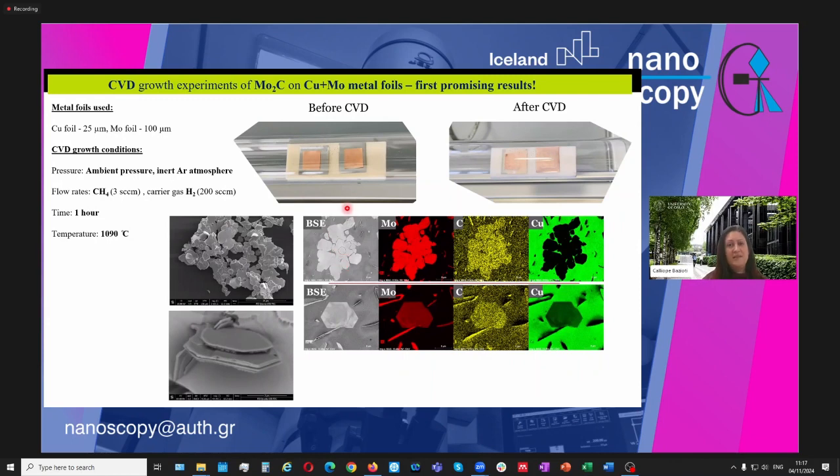So this is how we started with CVD. This is how the two metallic foils looked before CVD, and after. You can see that the molybdenum substrate has been fully covered by the melted copper. And with SEM and EDX, we verified that we had this nice hexagonal formation of flakes.